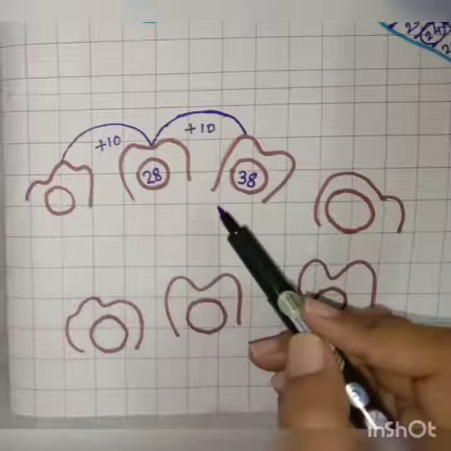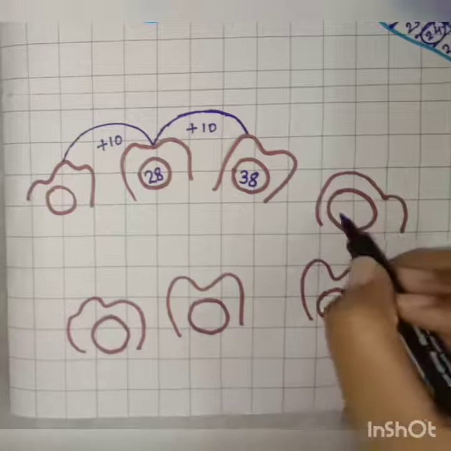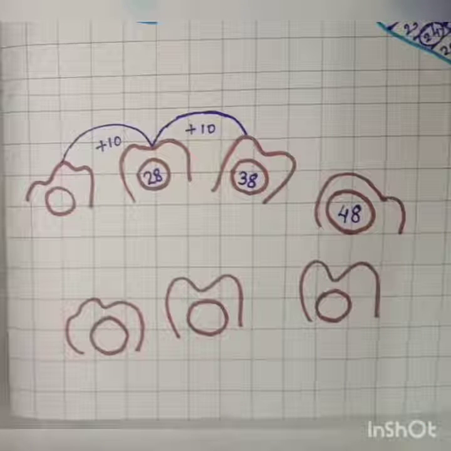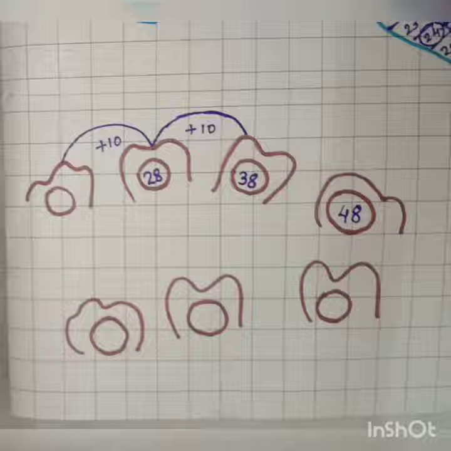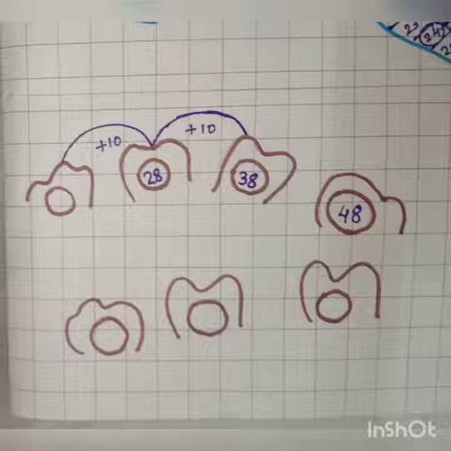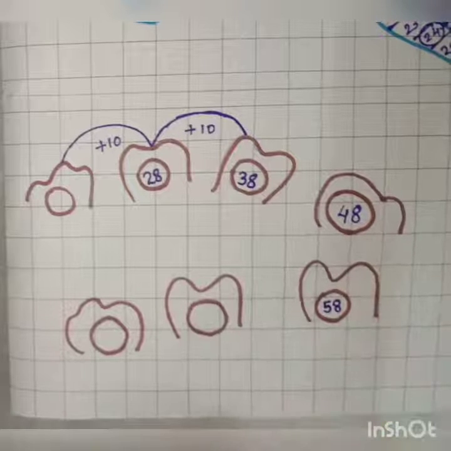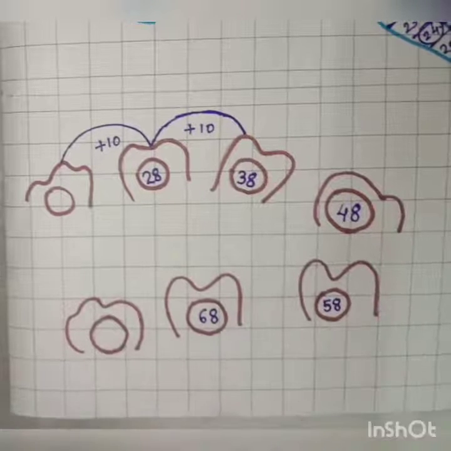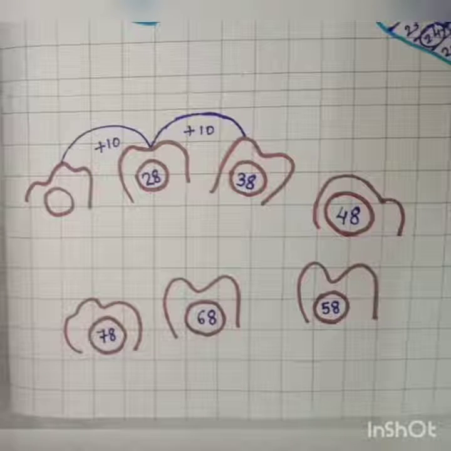28, 38. After 38, yes, we have 4, 8, 48. Because we have to change only the digit of tens place by 1. After 48, very good, 5, 8, 58. Then 6, 8, 68 and at last 7, 8, 78.